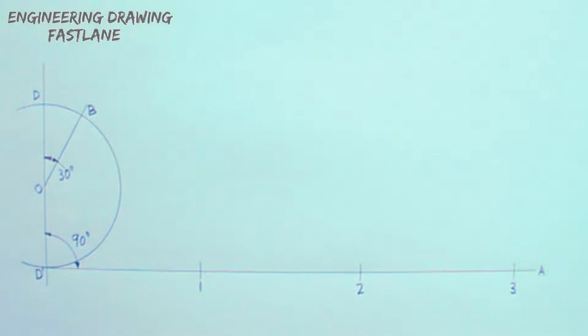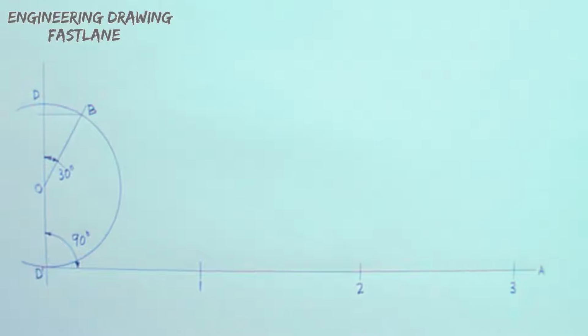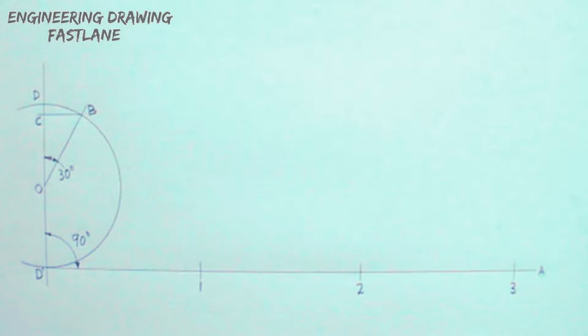Now, I will draw a horizontal line from point B to intersect line DO. I will label the point where the line intersects line DO, C. I will also indicate that line DCB is 90 degrees to line CD.